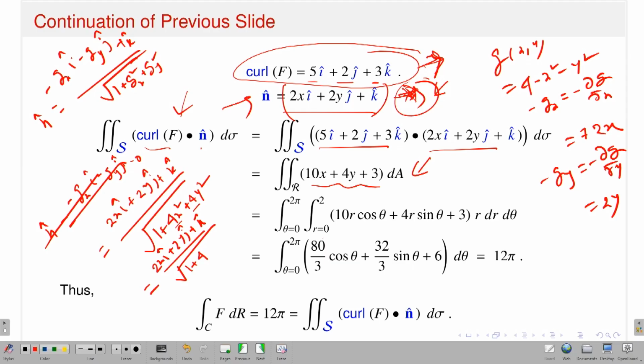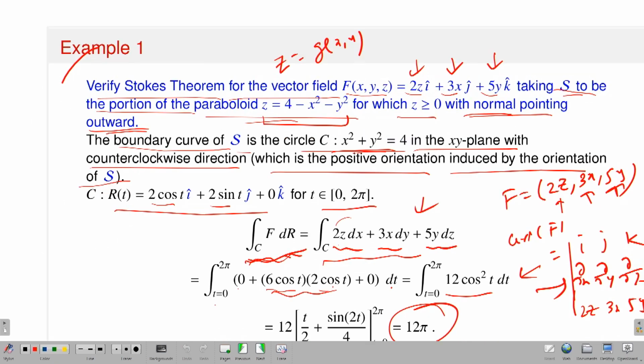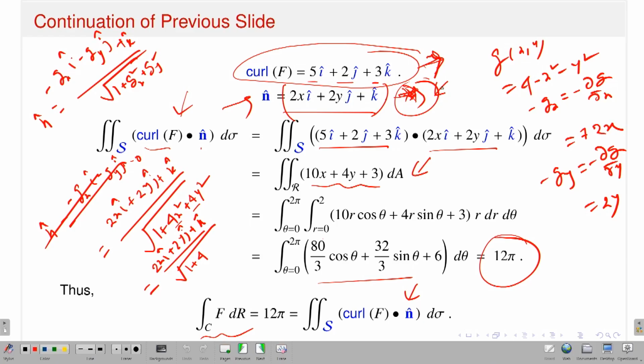In that region, it becomes the corresponding double integral, and if I perform it, you just do these calculations, and you'll end up with 12 pi. So therefore this corresponding vector line integral of capital F over C is the same as the corresponding surface integral. Okay, so I think this is verified for this example. In my next lecture, I'll confirm whether this is the correct one or not.